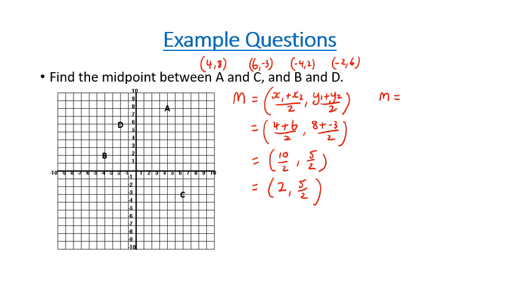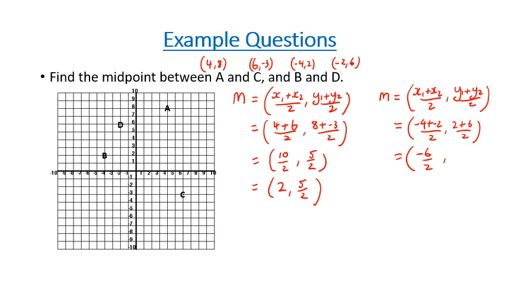If we're going to use the points of B and D, our midpoint formula, remember, x1 plus x2 all over 2, y1 plus y2 all over 2 is going to be -4 plus -2 all over 2, and 2 plus 6 all over 2. This is going to give us -4 plus -2 is actually -6 over 2. And 2 plus 6 is 8 over 2. And this gives us -3, 4.